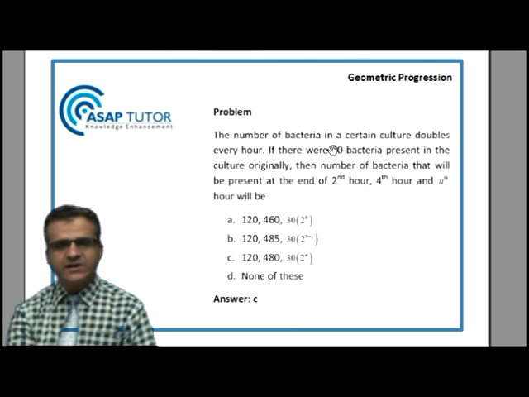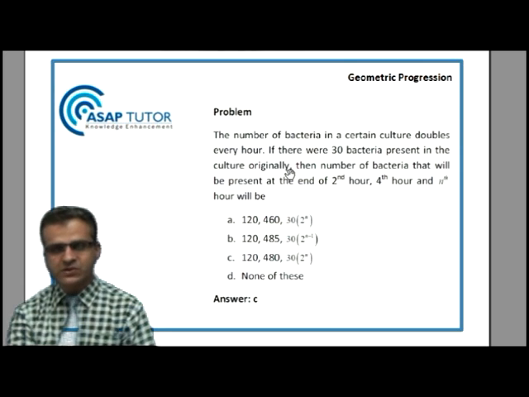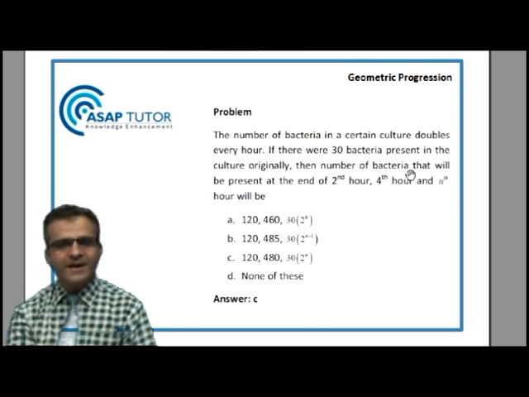The number of bacteria in a certain culture doubles every hour. It means, say at the beginning, if it is 1, then the next hour it will be 2, the next hour it will be the double of 2, that is 4, then double of 4, that is 8, and so on. If there were 30 bacteria present in the culture originally, that is at t is equal to 0, then find the number of bacteria that will be present at the end of the second hour, fourth hour, and nth hour.